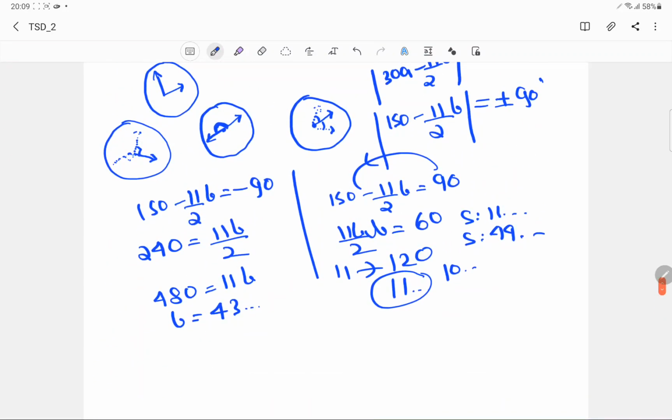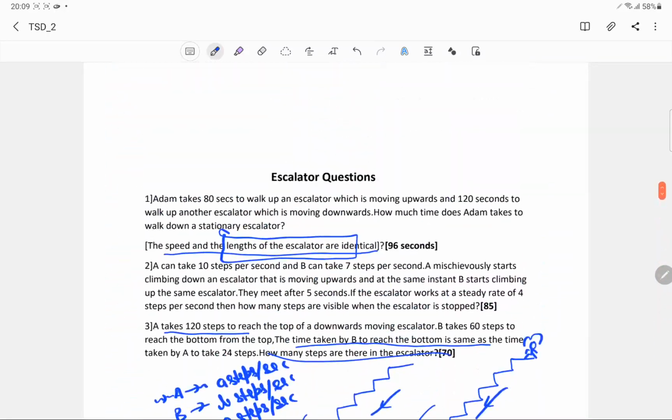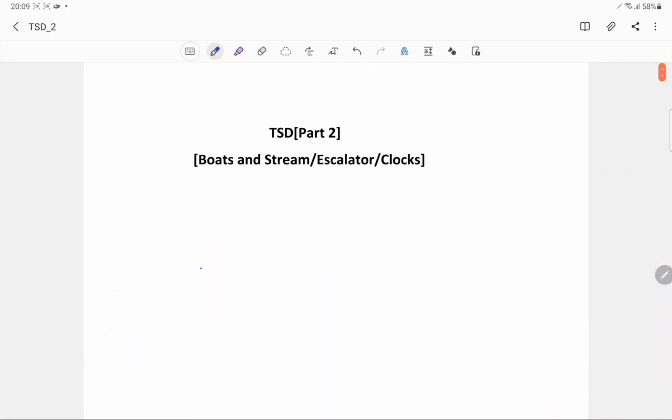Okay, so that's all we have from the clocks. And yes, so this is all we had from TSD, and we have covered boats and streams, escalators and clocks.